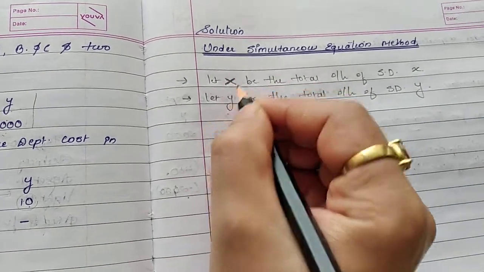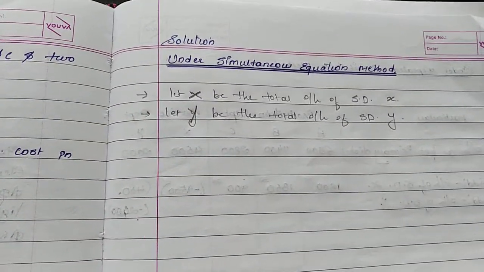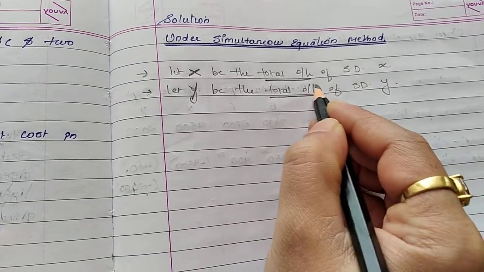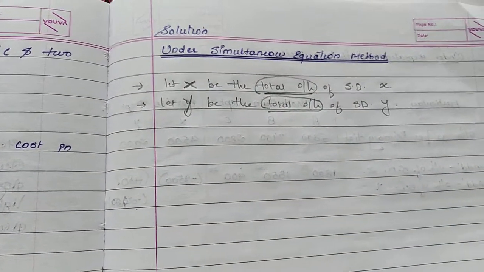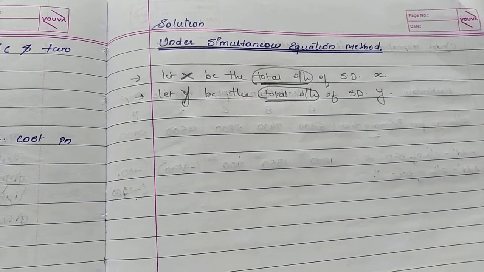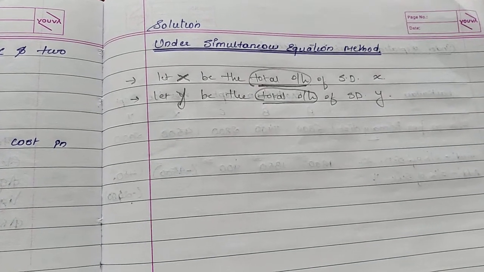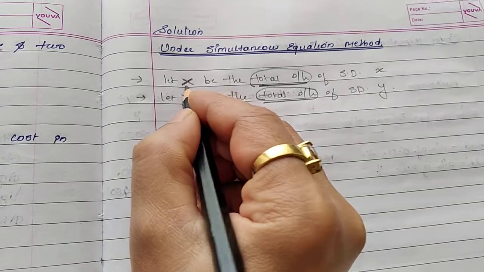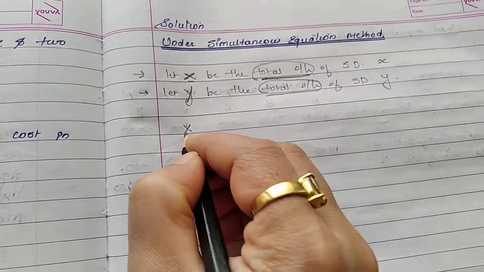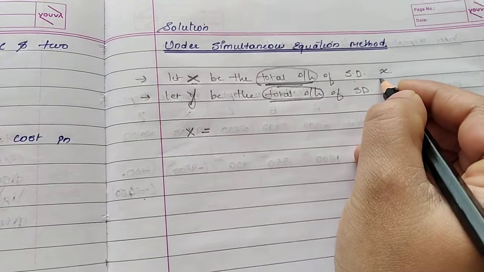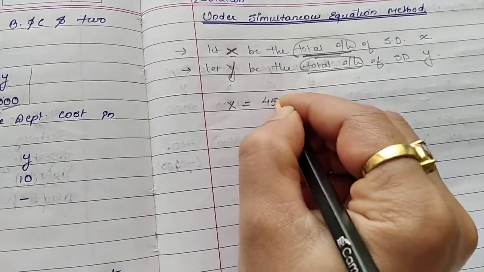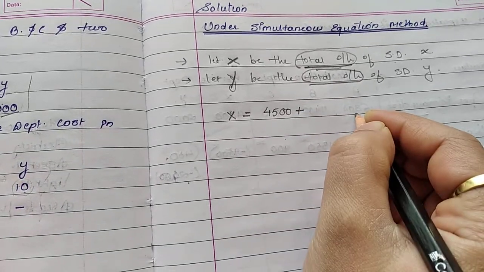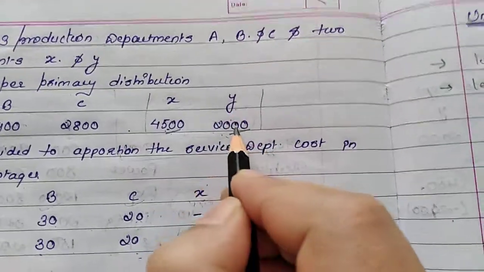Let us consider this as capital and this as small. Now this word, total overheads, plays a very important role, because that is the base on which we will prepare our equations. So when I say let x be, I will write x equals total overheads of service department X. The total will be whatever is given under primary distribution, so X is 4500. So 4500 plus something. I will write here y first, and Y's primary distribution is 2000, so 2000 plus something.